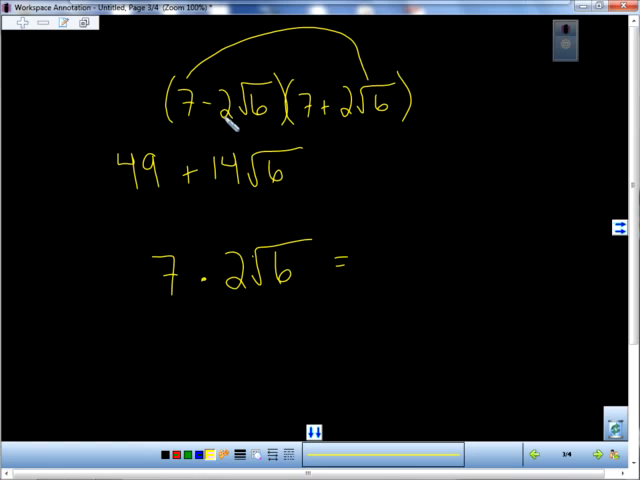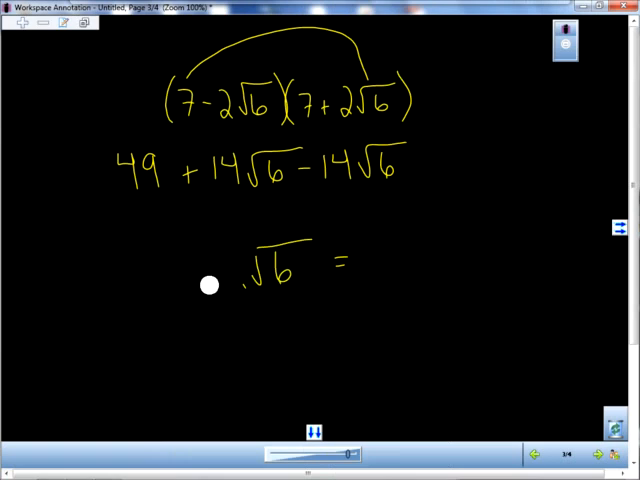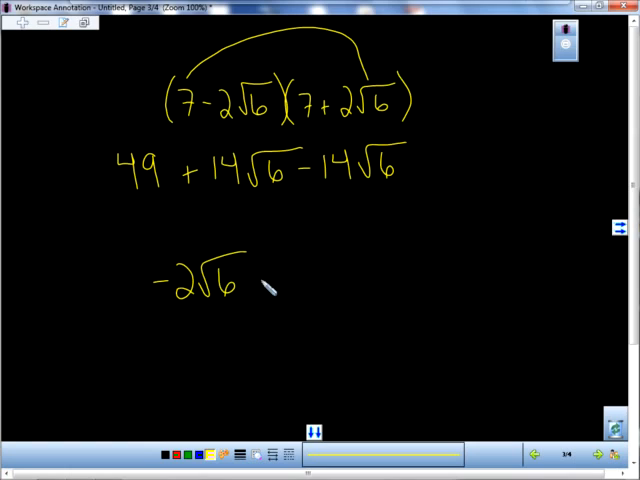On the insides, I have negative 2 root 6 times 7 gives me negative 14 root 6. And then we have our last terms. Well, we have negative 2 root 6 times positive 2 root 6. So if we multiply the coefficients together, negative 2 times 2 is negative 4.